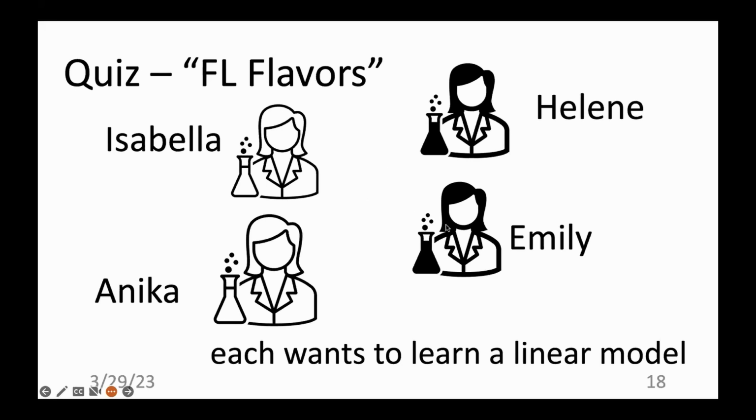So the task is about learning local models for data scientists. We have 4 data scientists, which are Isabella, Helene, Emily, and Annika. Each of these data scientists has her own local data set, and you find these local data sets also on my GitHub.